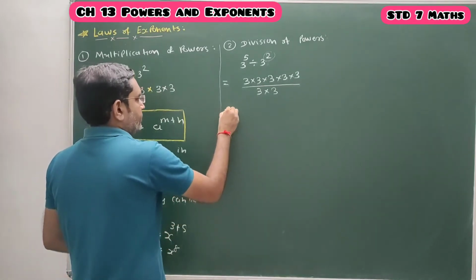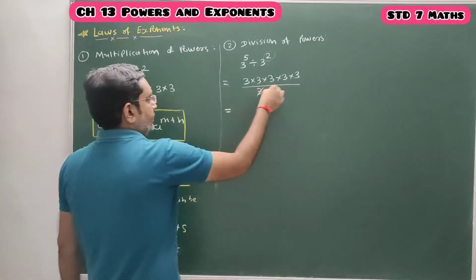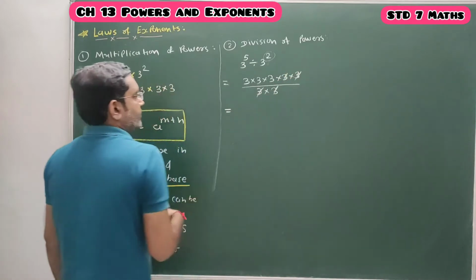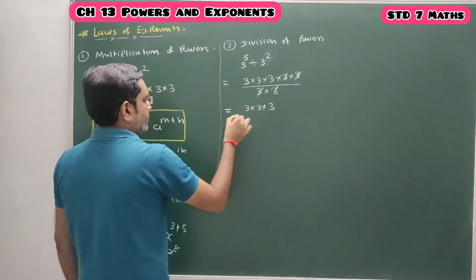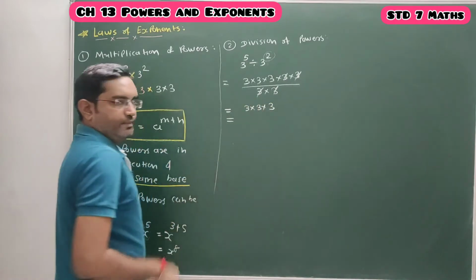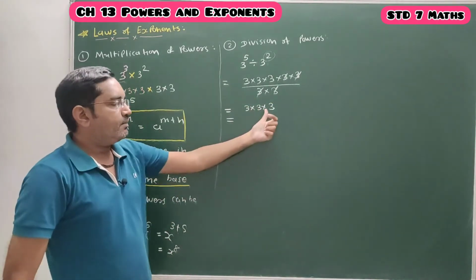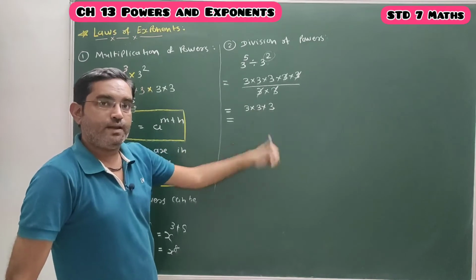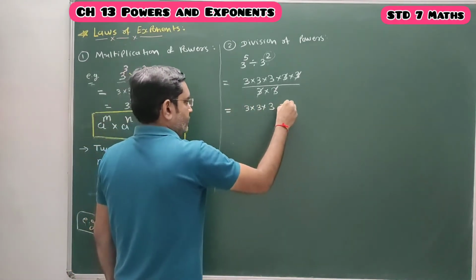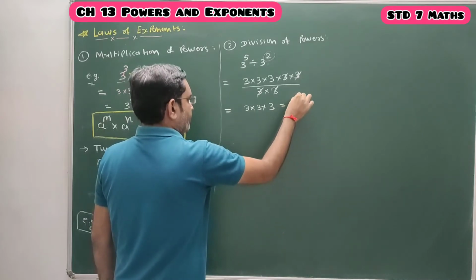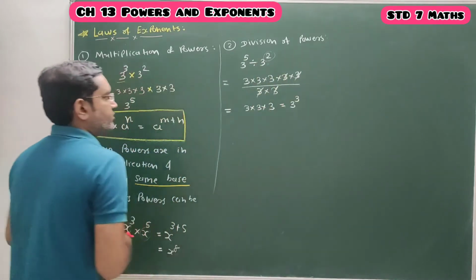Now we all know its simplification: 3, 3 cut, 3, 3 cut, so the remaining terms are 3 into 3 into 3. Again it's a repeated multiplication, 3 multiplied with 3, how many times? 3 times. So what is the exponent form? The power form is 3 cube, done.